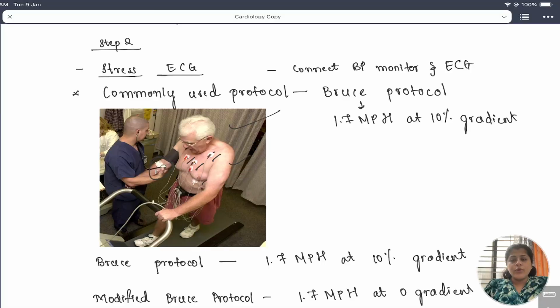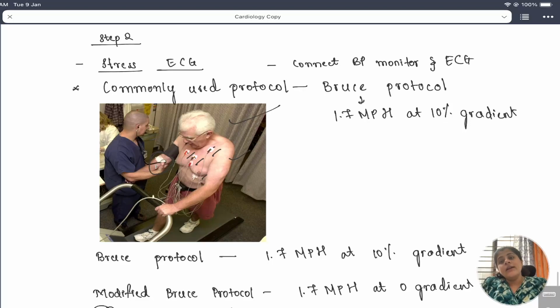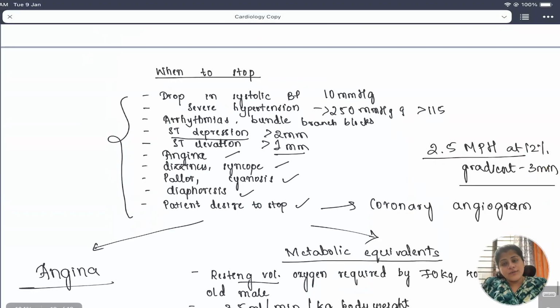The Bruce protocol and modified Bruce protocol are the commonly used protocols, and you will look for a gradual increase in blood pressure and heart rate. You will stop if there is any problem, like ST elevation or ST depression, a drop in blood pressure or severe hypertension, angina, syncope, pallor, diaphoresis. If any of these are present, you will immediately stop the test and send the patient for coronary angiogram. If there are none of these changes, then the patient will be able to walk at least 2.5 miles per hour at 12% gradient.